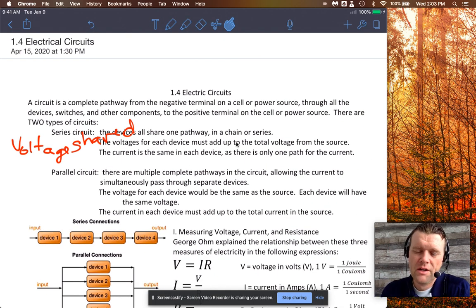Now for a series circuit, the current is the same because the current is flowing through all of the devices and there's only one pathway. So every device gets the same amount of current, if that makes sense.